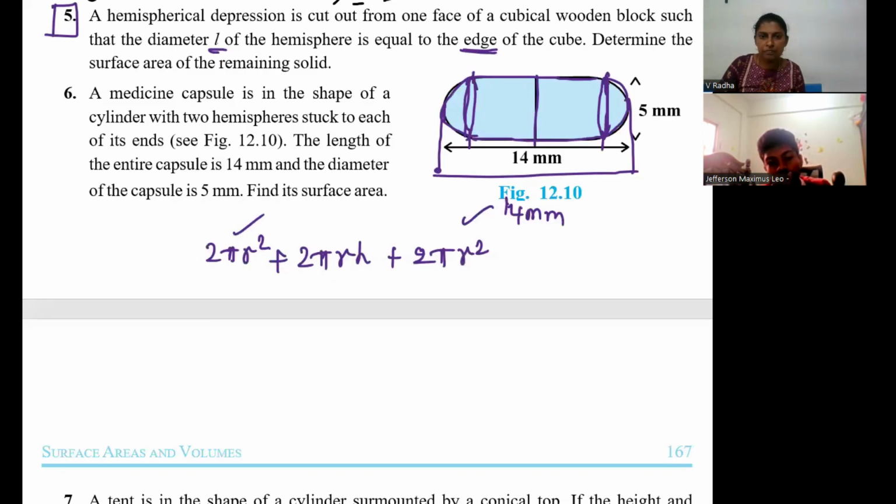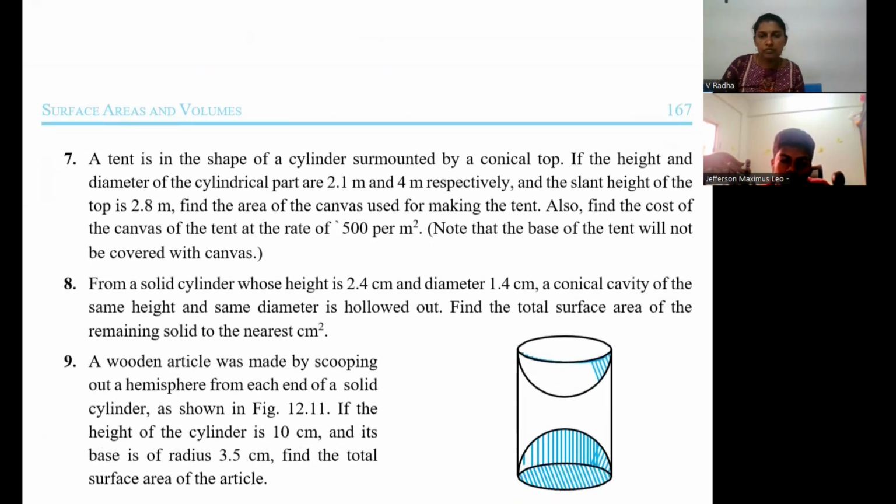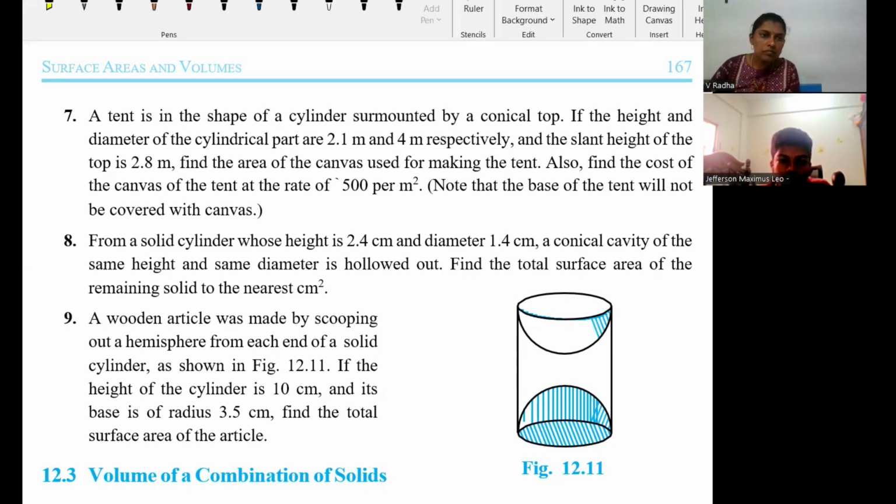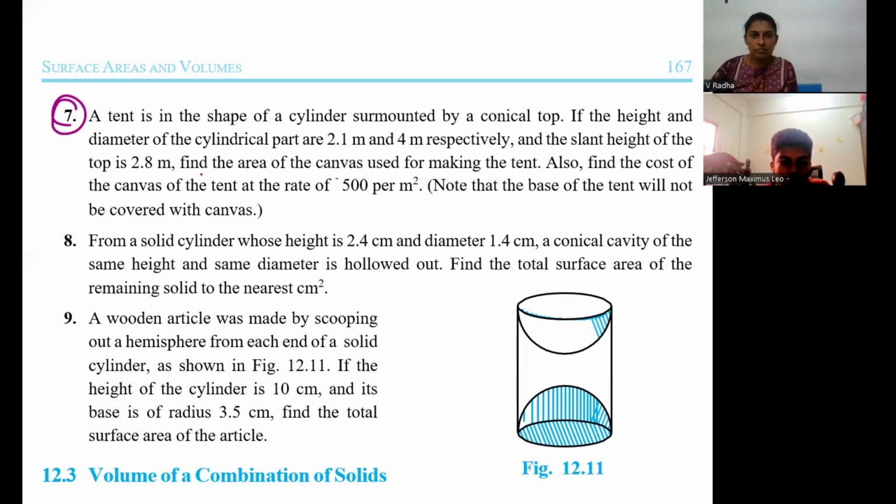And next question. Okay, seventh question. Just read. A tent is in the shape of a cylinder surmounted by a conical top. If the height and diameter of the cylindrical part are 2.1 meter and 4 meter respectively, and the slant height of the top is 2.8 meter, find the area of the canvas used in making the tent. Also find the cost of the canvas of the tent at the rate of rupees 500 per meter square. Note that the base of the tent will not be covered with canvas.